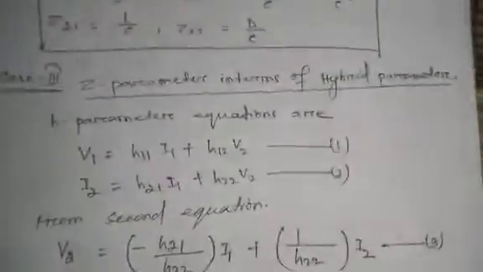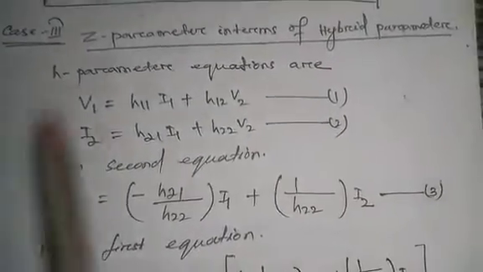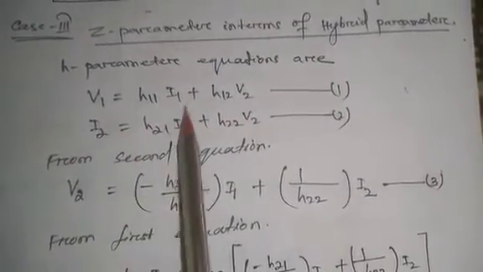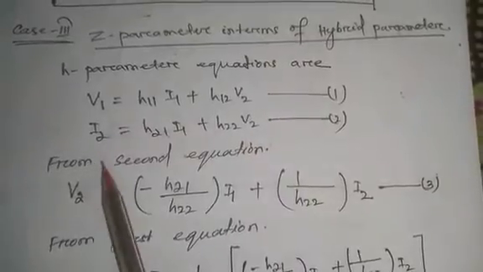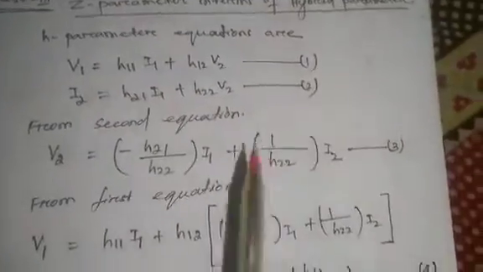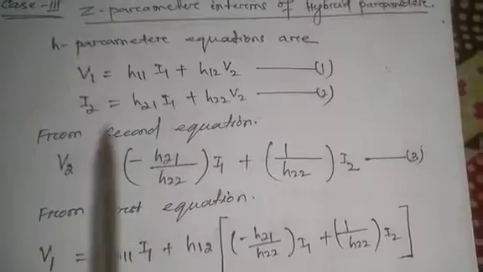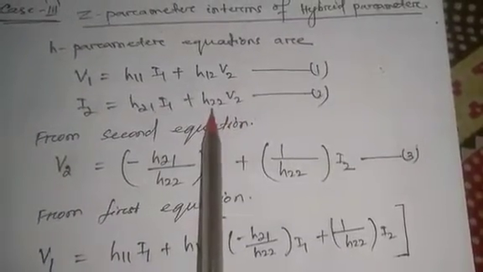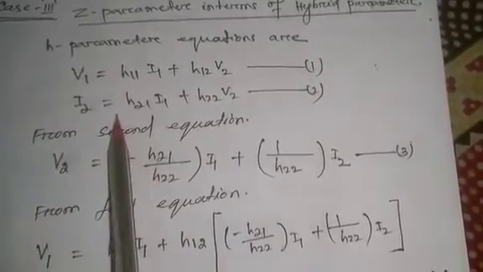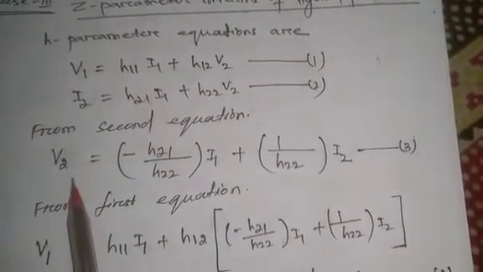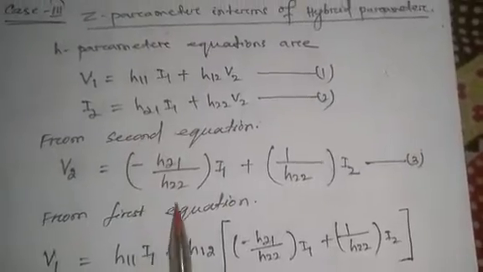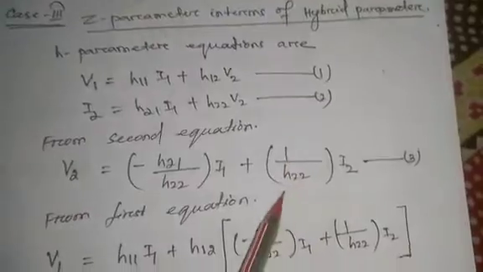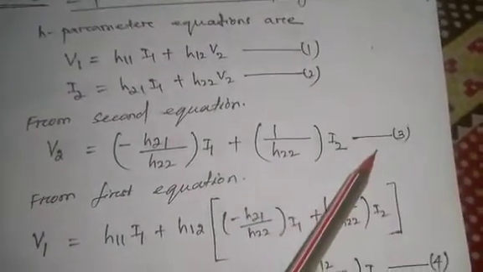Next, case 3, Z parameter in terms of hybrid parameter. First we know the equations of H parameter. We write V1 is equal to H11 I1 plus H12 V2 and I2 is equal to H21 I1 plus H22 V2. That is your equation 1 and 2. From the second equation, what is the value of V2? We divide by H22 throughout. We get V2 is equal to minus H21 divided by H22 into I1 plus 1 divided by H22 into I2. That is your equation number 3.